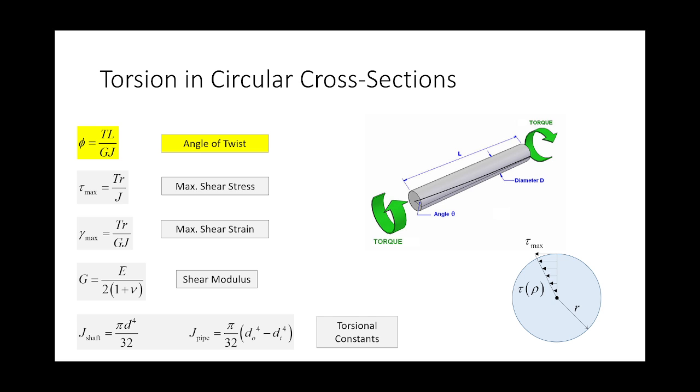Does that make sense? Now, the maximum shear stress, which is on the outside, is computed as T times the radius, how far you are from the center, divided by J.